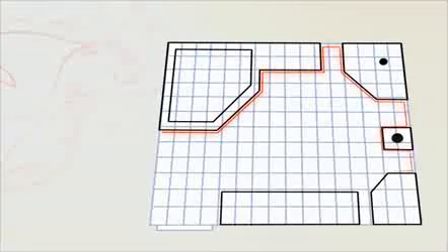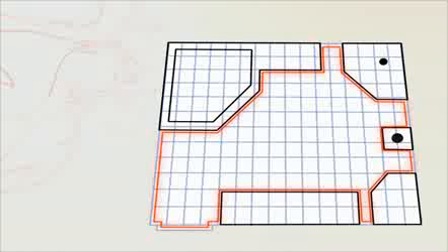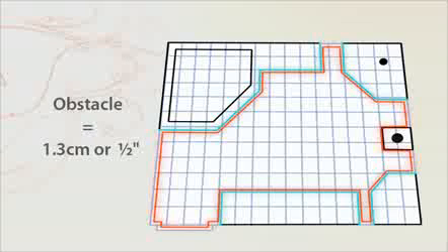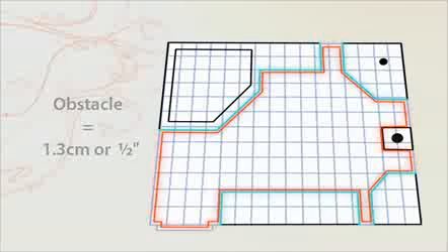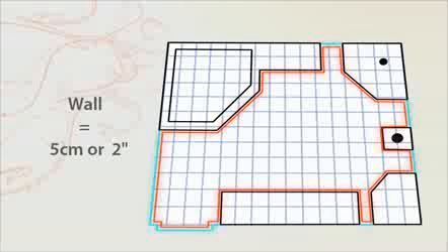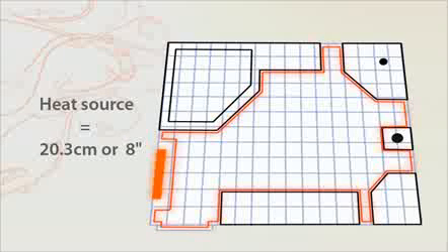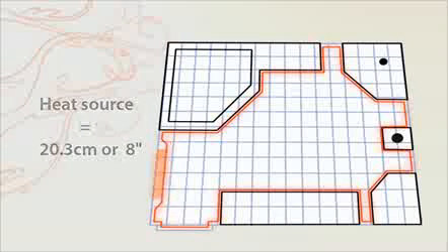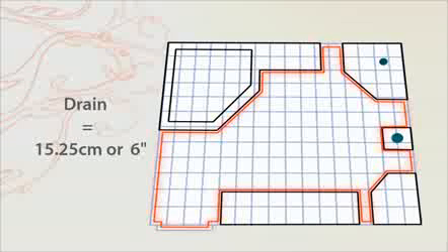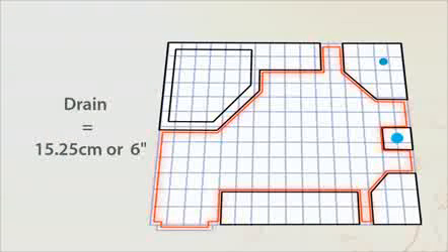Plan your installation carefully. You must maintain a minimum distance between the cable and the obstacles you marked on the floor earlier. Maintain a distance of at least 1.3 centimeters or half an inch from the base of a fixed item, a bath, or a shower. At least 5 centimeters or 2 inches from a wall, and 20.3 centimeters or 8 inches from another heating source on the floor. For a toilet, the minimum distance from the drain is 15.25 centimeters or 6 inches. This is the same for a shower drain or main drain.